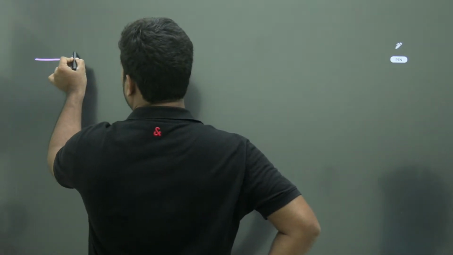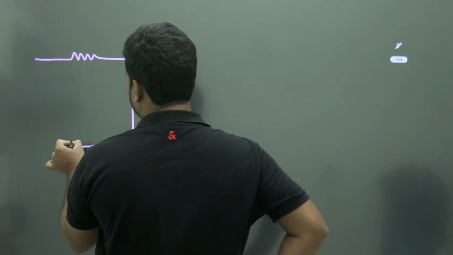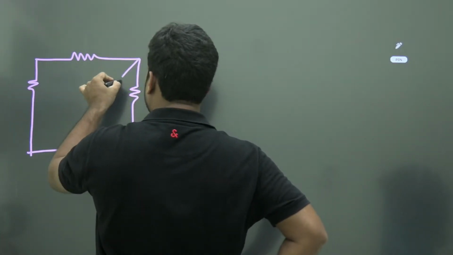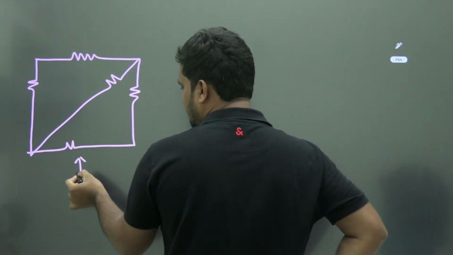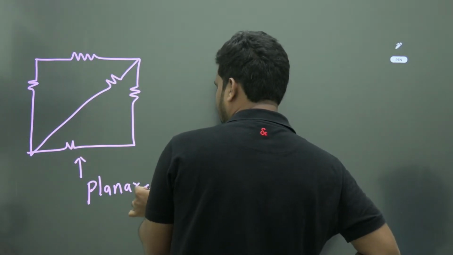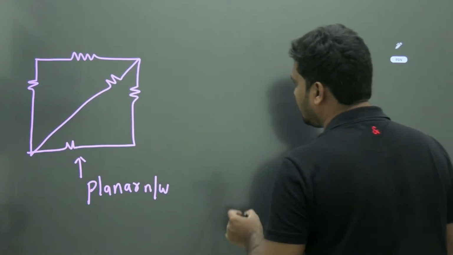For example, you take this example. These are the resistors. It's a clear planar network. Okay, fine. So let me take one more example.